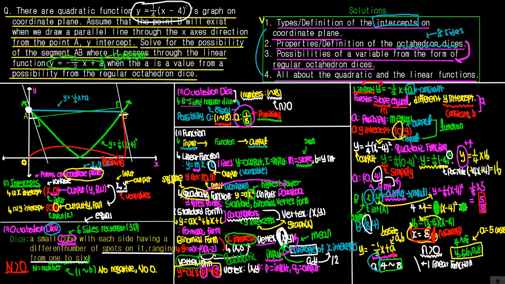Thirdly, we thought about the probabilities of a variable from a regular octahedron dice. We got 1 over 8, because the a value should always be 1 value, and the probability from the octahedron dice is 1 over 8. And lastly, we talked about everything about the quadratic and the linear function. So lastly, we applied these solutions and the things we need to know to approach this question into our equation, and we got the probability of the a value, 5/8.